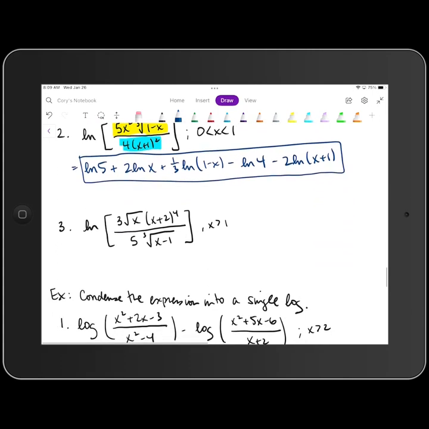So just to give you one more to practice. So number 3 is very similar. You have the natural log of the quantity 3 rad x times x plus 2 raised to the 4th power. We're dividing that by 5 times the cube root of x minus 1. Again, the domain for that is x is bigger than 1. Okay, so see if you can expand that in a single step as well.